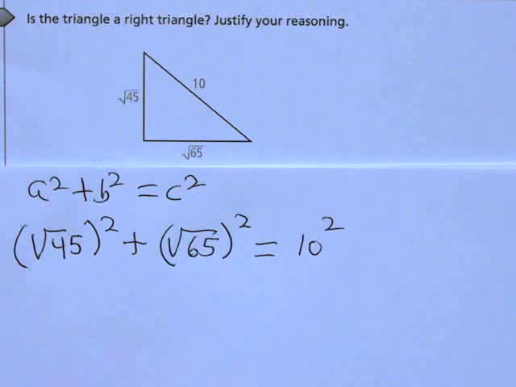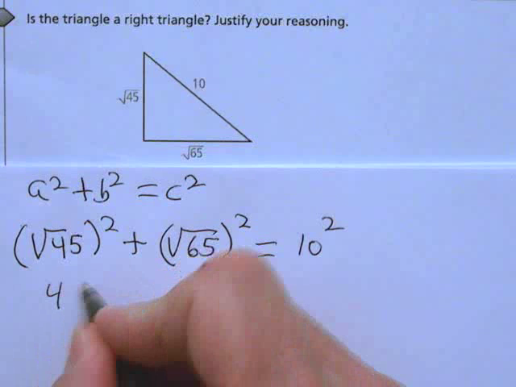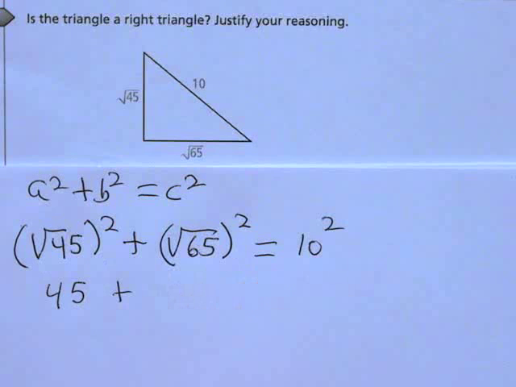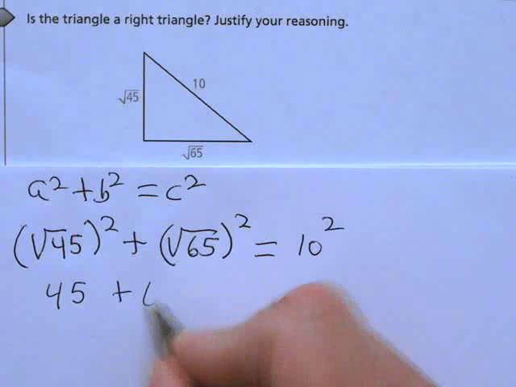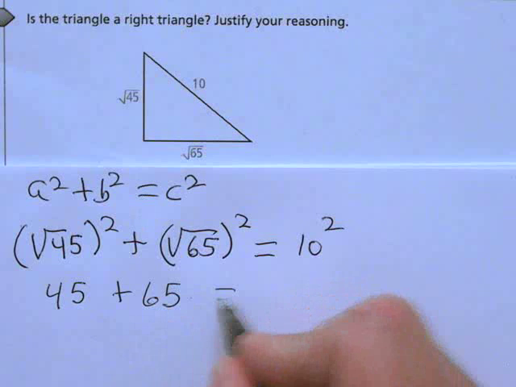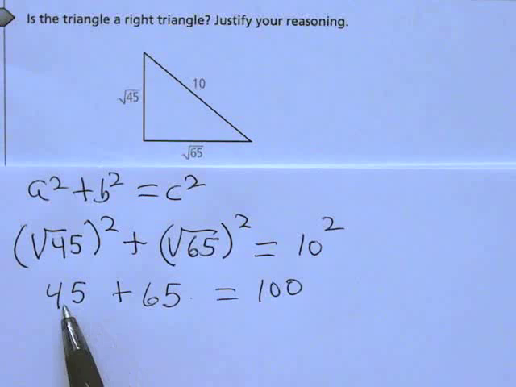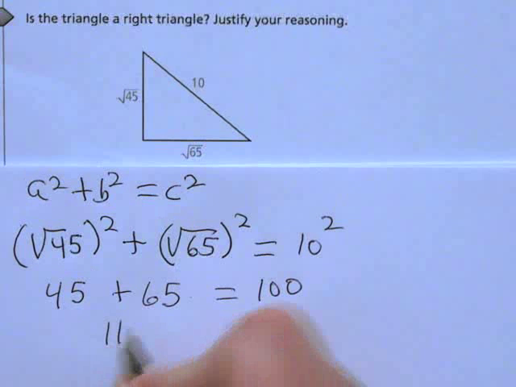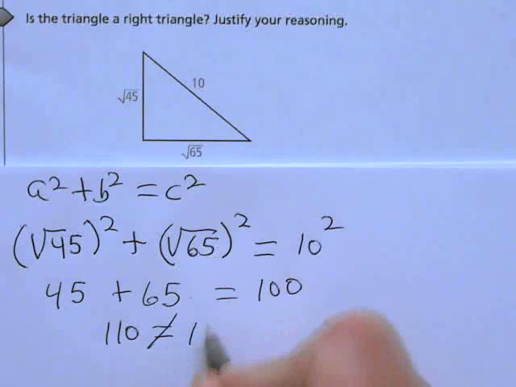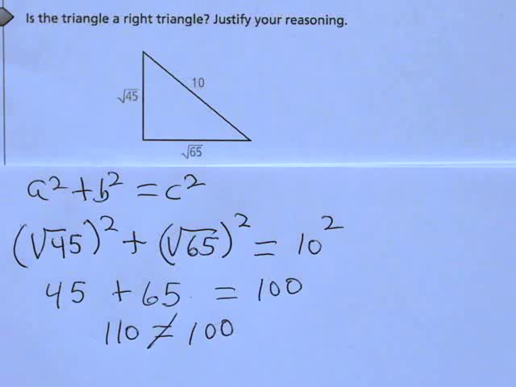And of course, the square root of 45 squared would be 45. And the square root of 65 squared would be 65. And 10 squared, of course, is 100. And as you can see, 45 plus 65 does not equal 100. I believe it equals 110. That does not equal 100. Therefore, we can conclude that this is not a right triangle.